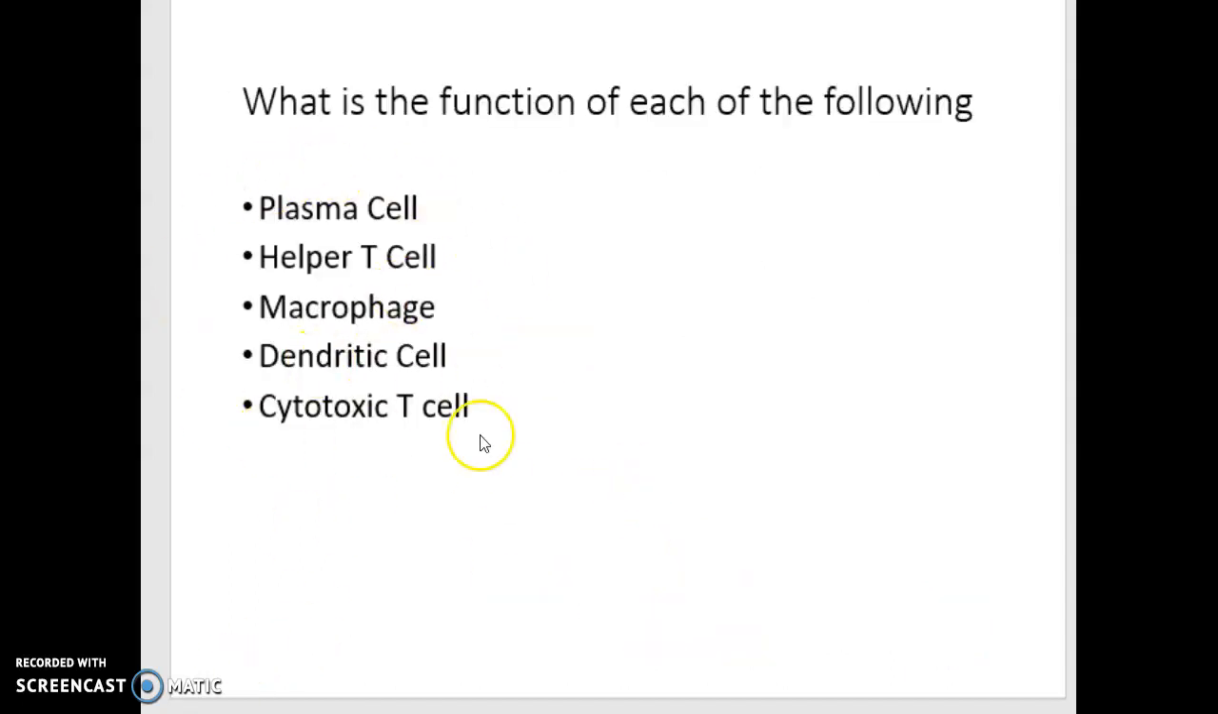So, you have to tell me the functions of all those cells again. A plasma cell is a plasma B cell. I think I forgot one. I forget which one I forgot there, though.